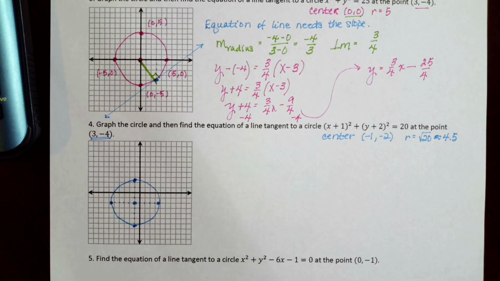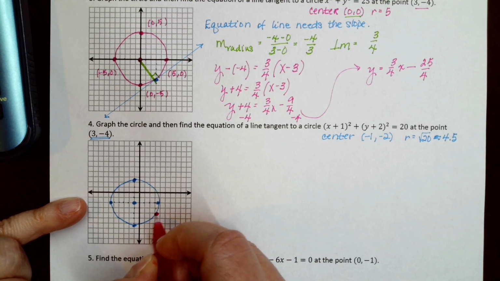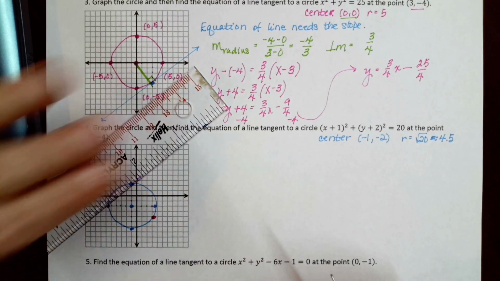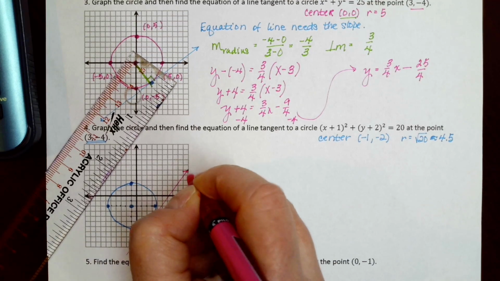The idea is we just want to get an idea of what we're even looking for. It's supposed to go through 3, -4. That's, again, not terrible. You've seen my drawings in class, so you know they're not fantastic. All right, so here we go. There's our line.